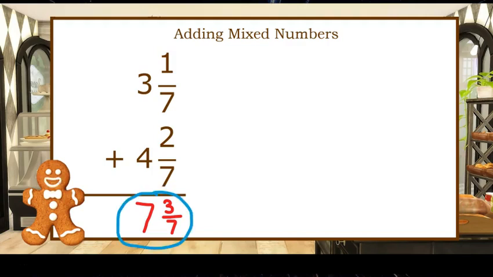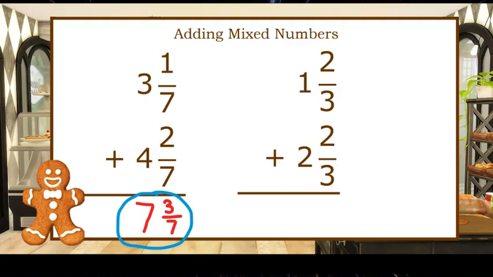Sometimes we have to regroup. Let's take a look at this problem, for instance. 1 2/3 plus 2 2/3. When we add our fractional parts, 2/3 plus 2/3, we get 4/3. And when we add our whole numbers, we get 1 plus 2, which equals 3. But our answer is 3 4/3.